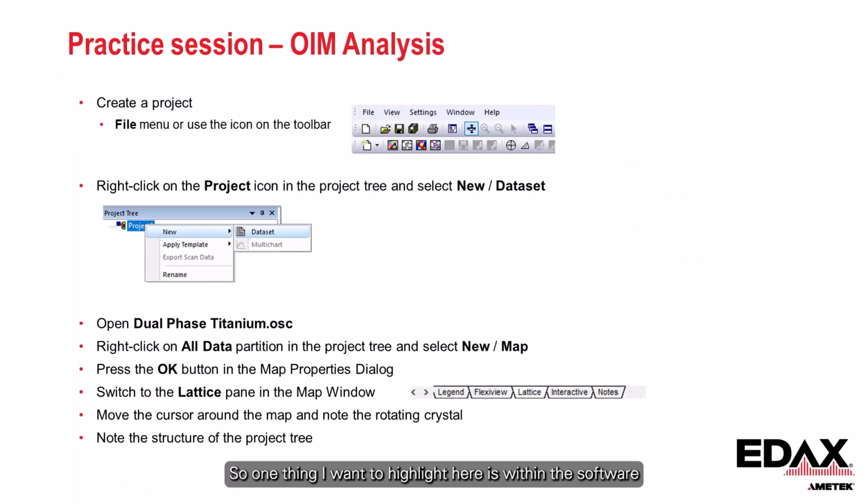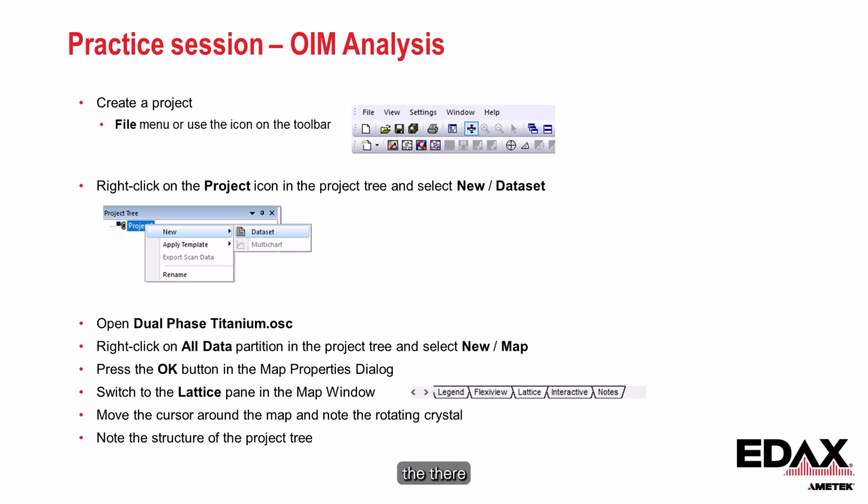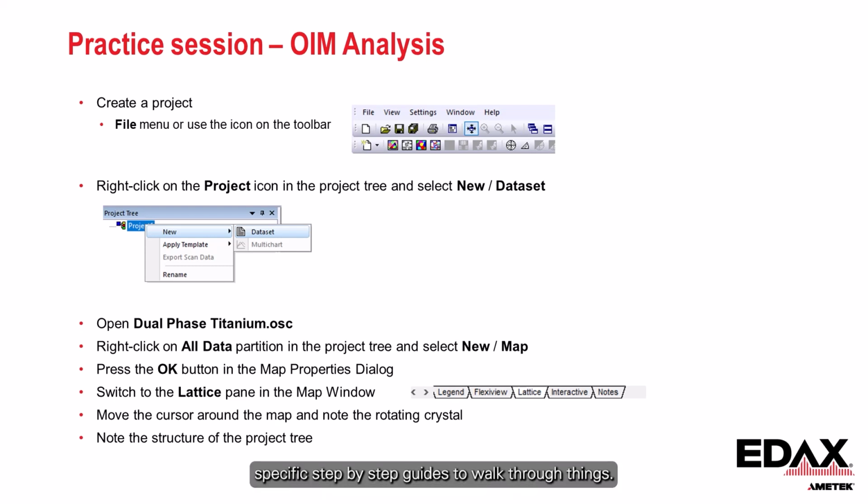So one thing I want to highlight here is within the software, there are different tutorials. You can access these through the help. There are things like this where there are specific step-by-step guides to walk through things. So this walks through how to open a data set. So you create a project here. You right-click on the project icon to select new data set. You browse to the data set of interest. It'll create an all data partition.